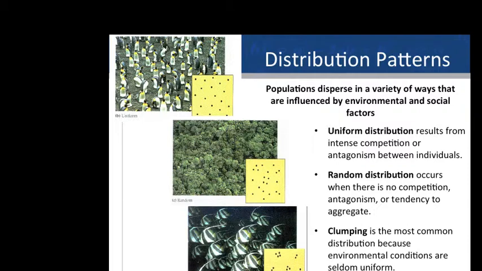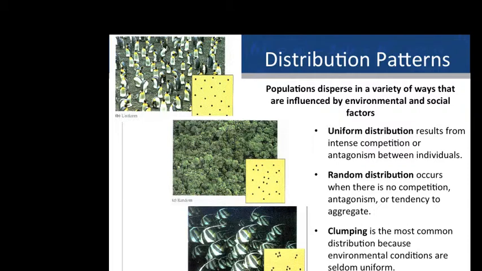The second distribution pattern is random, and this occurs where there is no competition, no antagonism, no tendency to aggregate, and the conditions are uniform. It is rare for these conditions in the environment to be met, so it's very rare that you're going to see any kind of random distribution.